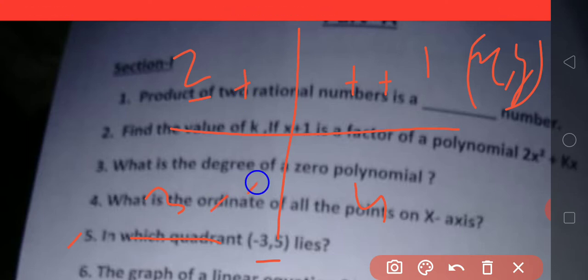Come to question number 5. In which quadrant does minus 3, 5 lie? This is the first quadrant, second quadrant, third quadrant and fourth quadrant. In the first, both x and y are positive. We will write x first and then y. In the second quadrant, x is negative, y is positive. In the third quadrant, both are negative. In the fourth quadrant, x is positive, y is negative. Now we can see minus 3, 5: x is negative, y is positive. This happens in the second quadrant, right? So the answer to the fifth question is the second quadrant.